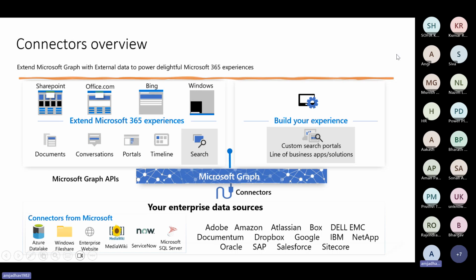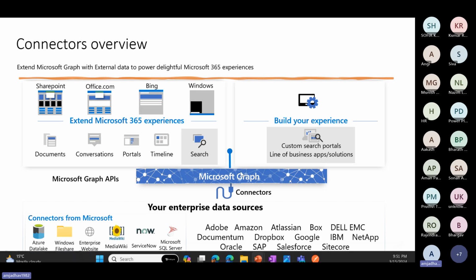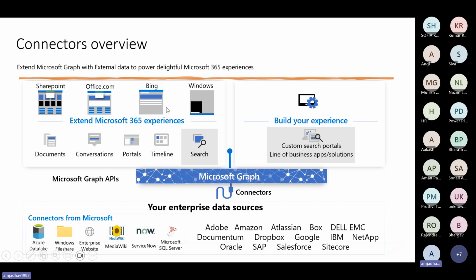So this is the overview of connectors. Say you have SharePoint, you have your Bing, Windows applications. With that, this is the Microsoft Graph. And then with these connectors, these are the out of the box connectors that are available: Azure Data Lake, Windows File Share. Now the list has increased. You can connect to any of these enterprise data and bring this data back into not only your Microsoft 365 experiences, but you can also have the data in the Microsoft Copilot.